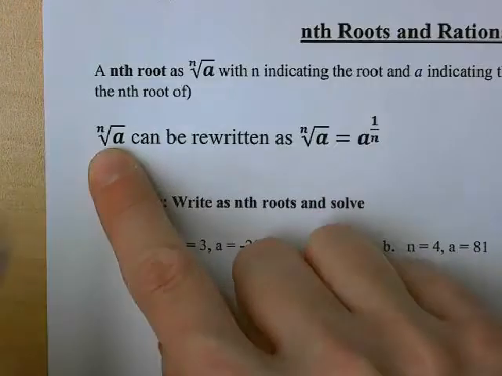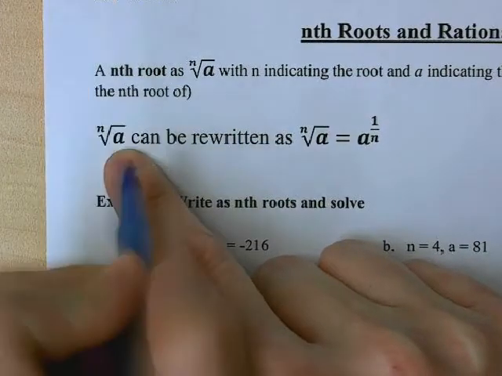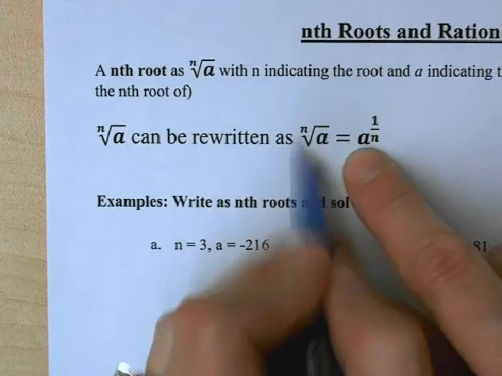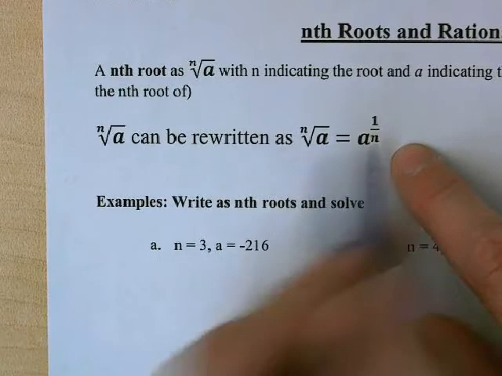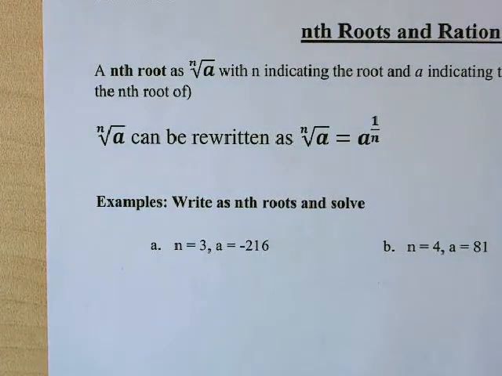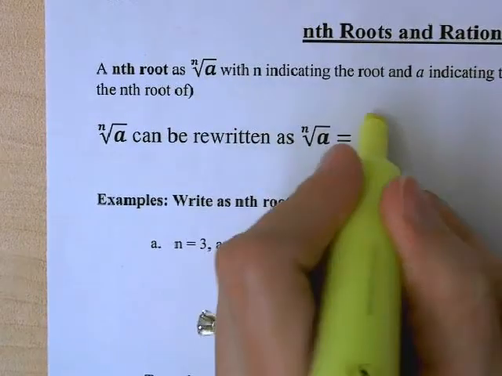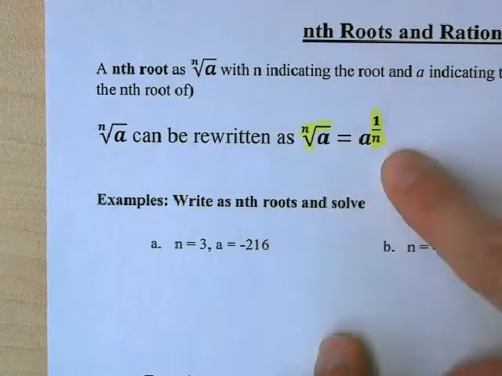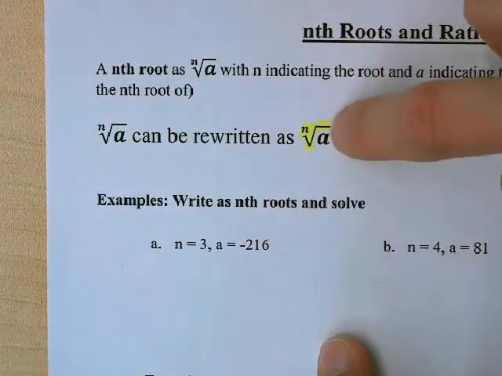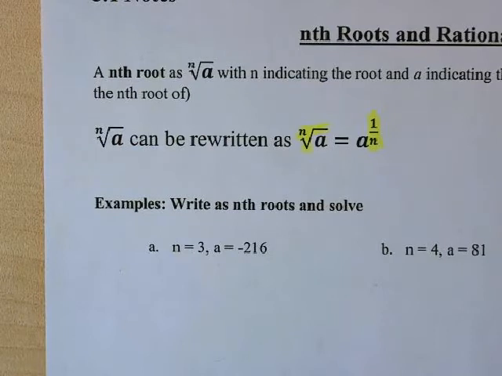So this nth root could be cubed root of something, or it could be 4th root of something. And we've seen it written like this, but it could also be written as a to the 1 over n power. So that's something we'll have to get used to as we go through this chapter. Instead of writing it as a radical, you can write it this way: instead of writing it with this box thing around it, you can write it a to the 1 over n power. So it'll take you a little getting used to rewriting it a different way.